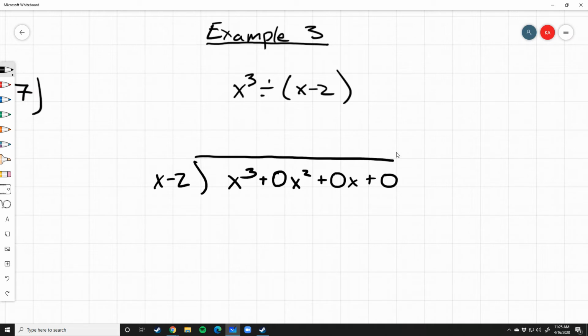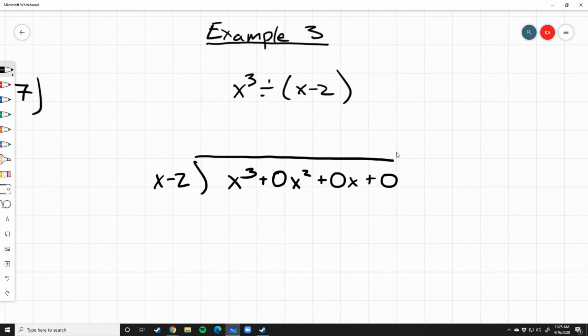And this is for bookkeeping. If I'm ever missing any power in here, first power, second power, something like that, I have to add it in as a 0 term. And we'll look at that more in the next example. But for this one, it's pretty straightforward to do. You just got to add in the missing terms. So the rest of this problem will proceed normally.